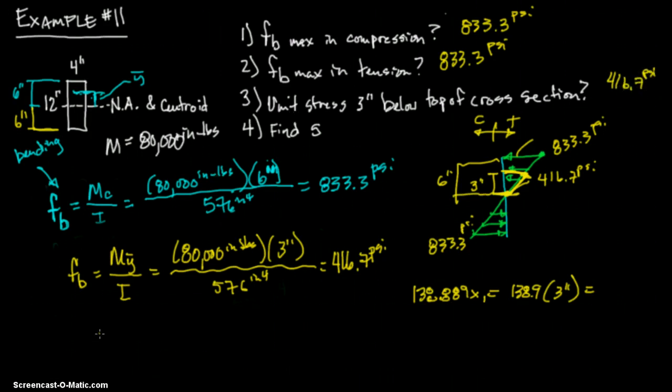Remember, S is the section modulus, equals I over C, which equals 576 inches to the 4th divided by 6 inches equals 96 inches to the 3rd, because you have inches to the 4th divided by inches. You just cross out one of these and say, okay, I now have 3. And there you go, 96 inches to the 3rd.